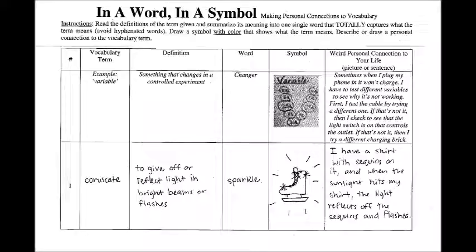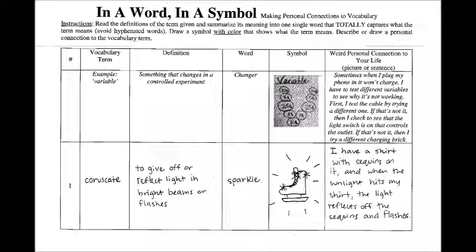And then I decided to use this. It does look like a third or fourth grader may have written it, but it was me, because I've got handwriting. I used the word coruscate from our book, and the definition of coruscate: to give off or reflect light in bright beams or flashes. And the one-word summary I came up with was the verb sparkle, because that's always how I've thought of it. And then the symbol is like a sparkly ice skate.